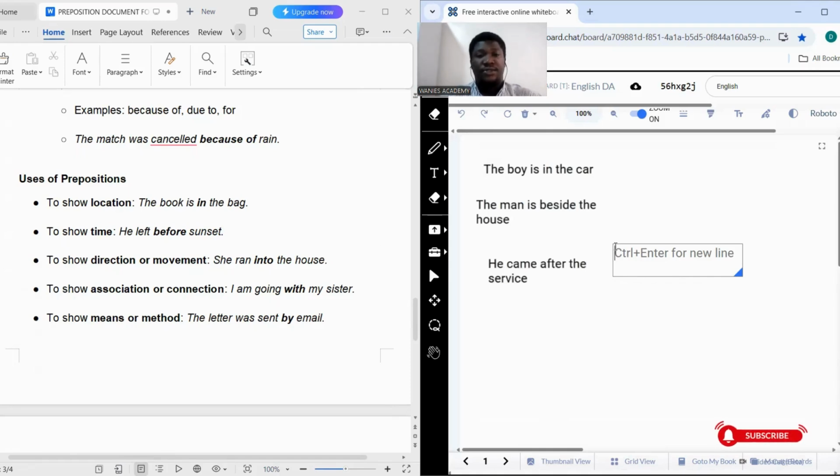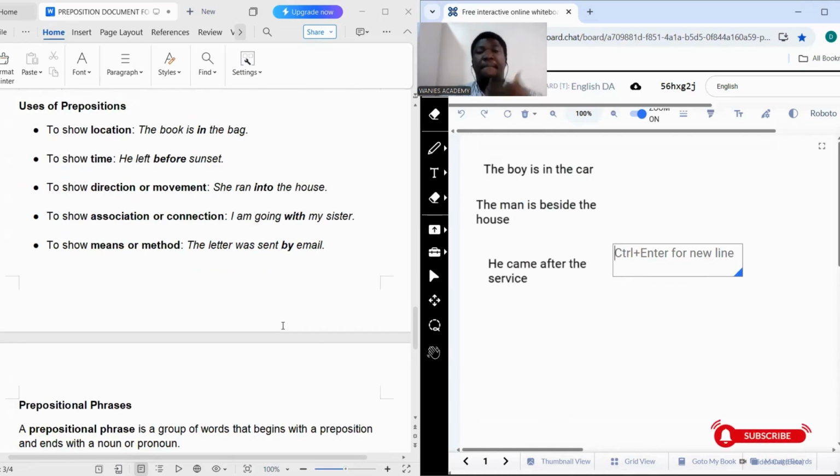Prepositions are also used to show direction of movement. She ran into the house. She ran on top of the car, so on and so forth. They are also used to show association or connection. Let's look at this example. I am going with my sister. They are also used to show means or method. The letter was sent by email.